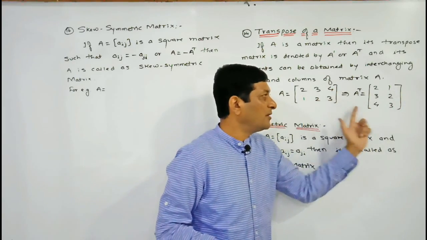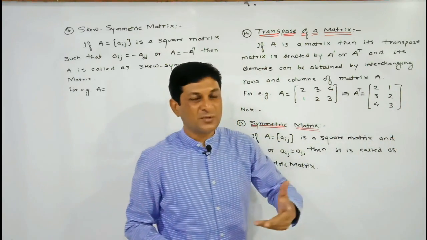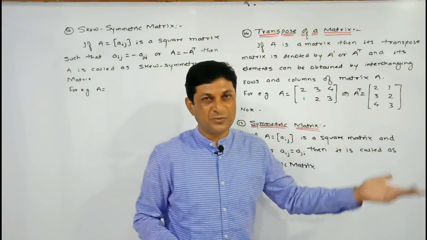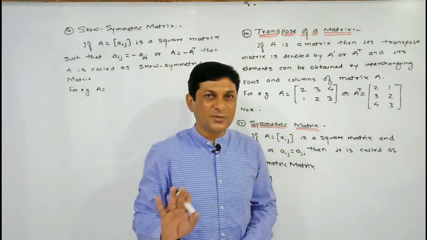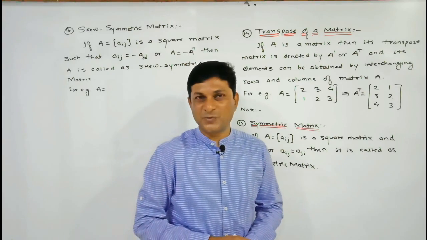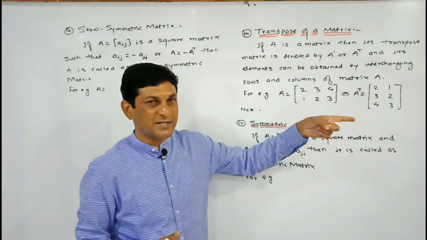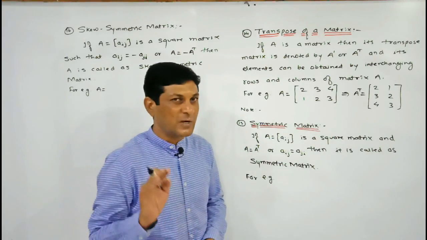Whether we are interchanging rows or interchanging columns, the matrix which we get will be the same. So I hope the idea about how to find the transpose is very clear to you. Just by interchanging rows and columns of the given matrix, the new matrix which you get is called the transpose of the given matrix.